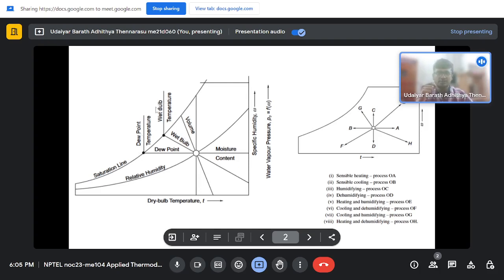And there is something called the wet bulb temperature. This wet bulb temperature is similarly a way to find the temperature at which your air will be saturated. If you have dry air around you, what you do is you dip a small cloth or some cotton within water.